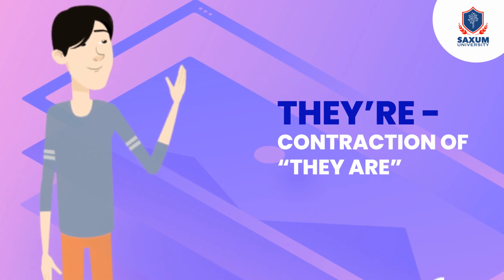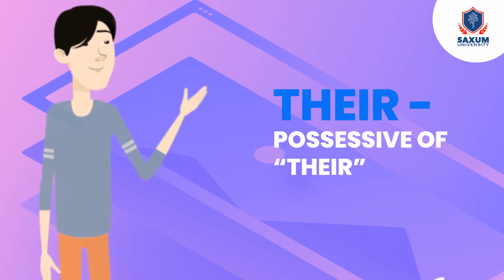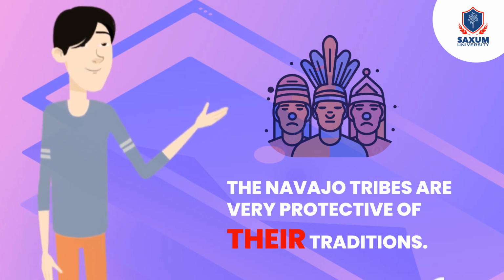They're. Contraction of they are. Have you tried the hamburgers at that restaurant? They're very good. Their. Possessive of they. The Navajo tribes are very protective of their traditions.